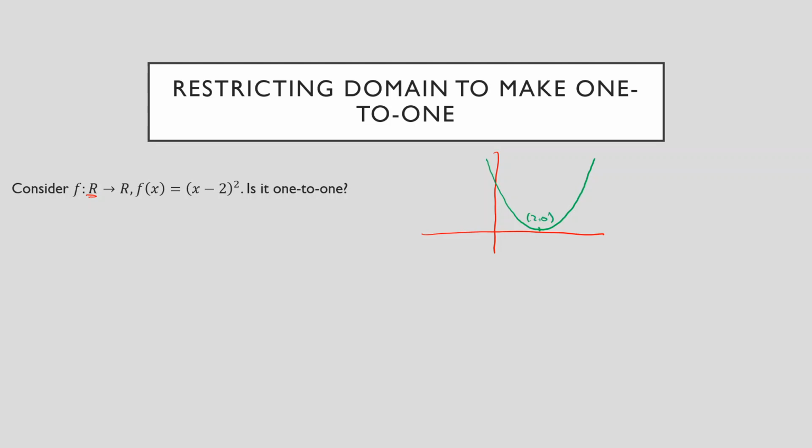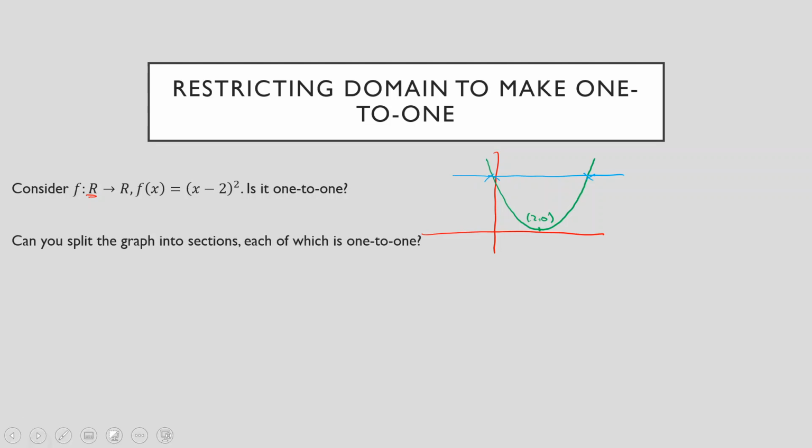Now, because the domain is all real numbers, this graph goes on forever in both directions. So it's very obvious that it's not one-to-one because it doesn't pass the horizontal line test. I can use a horizontal line here, it intersects there and there. Definitely not one-to-one.